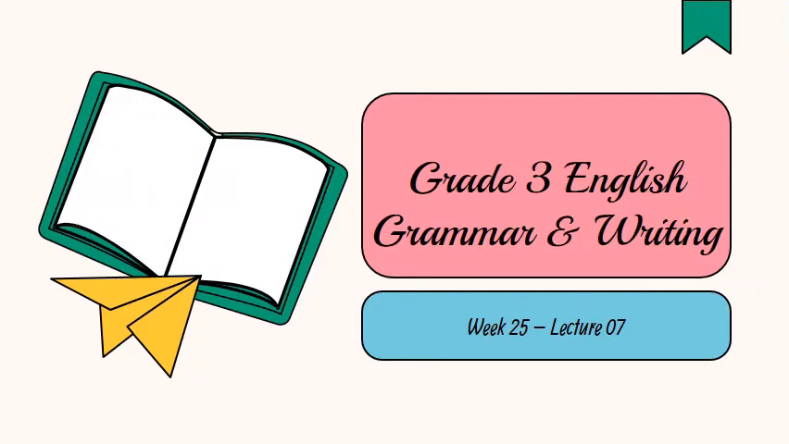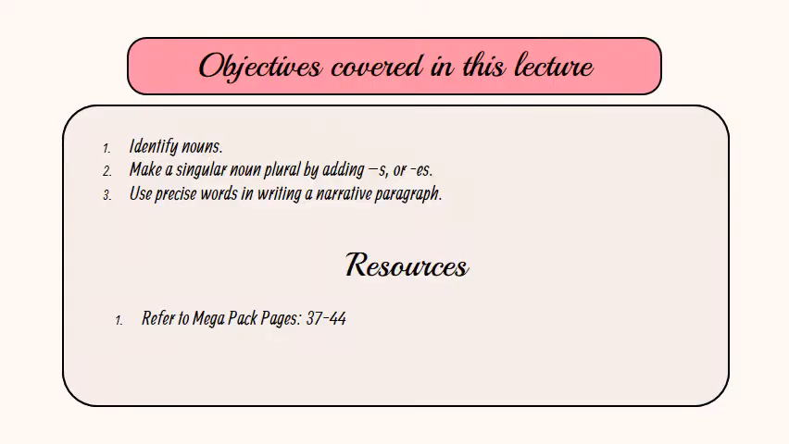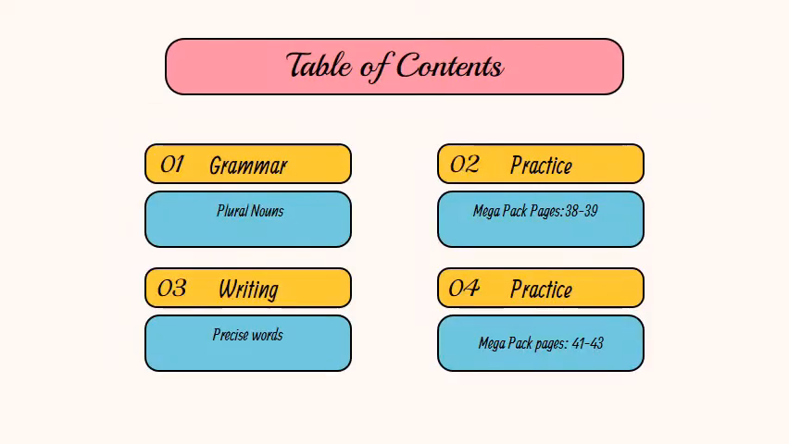How are you? Welcome to a new English lecture. This is a grammar and writing lecture number 7 for week 25. What are we going to do? We're going to identify nouns in a sentence, make a singular noun plural by adding s or es. And then in the writing, we're going to learn how to use precise words in writing a narrative paragraph. You can refer to Megapack pages 37 till 44.